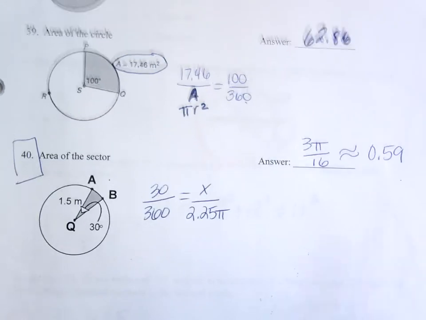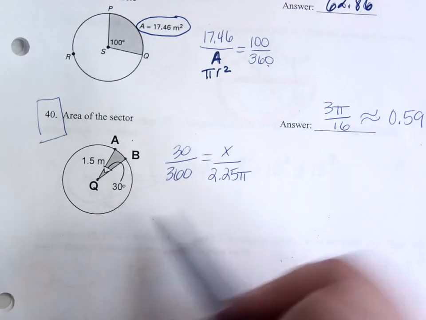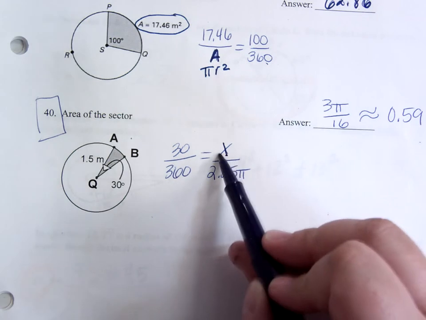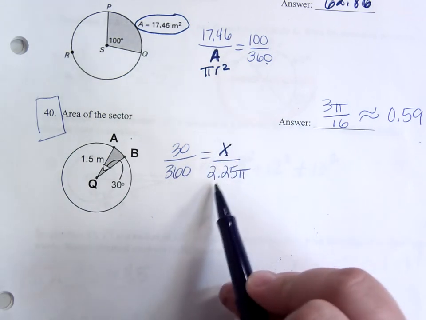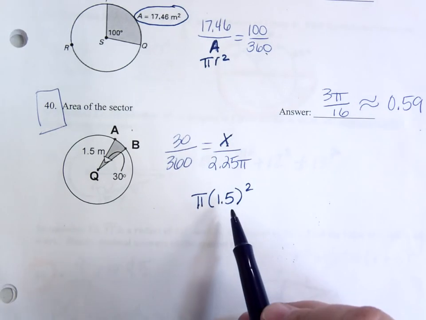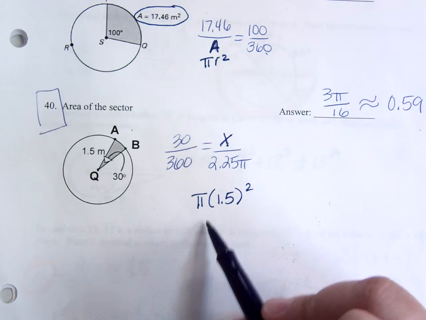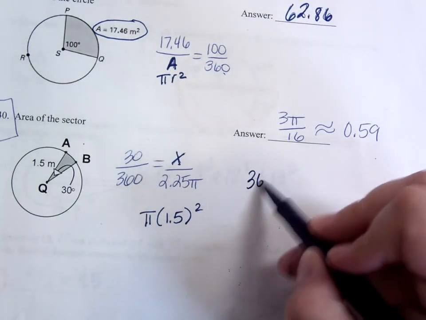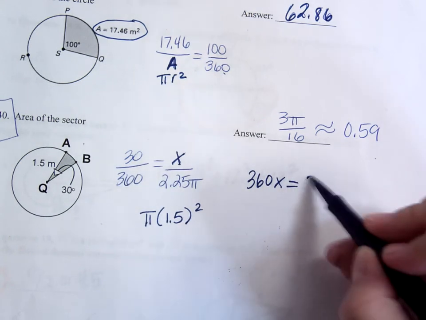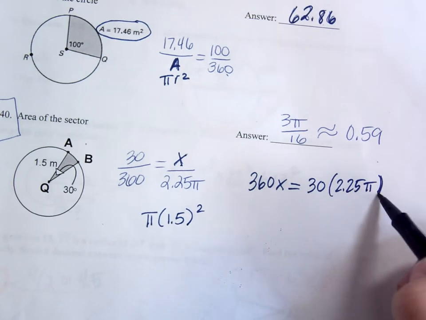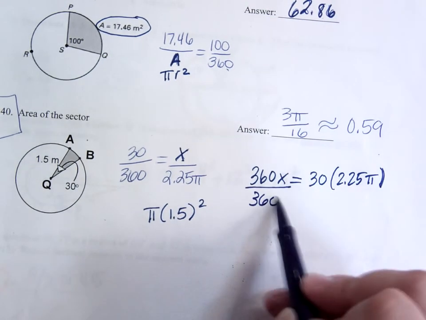Okay, last but not least, area of the sector. So this time I'm going to do 30 out of 360 equals the area of the sector out of the total area of the whole circle, which is pi times 1.5 squared, and 1.5 squared is 2.25. So when I cross multiply, I've got 360x equals 30 times 2.25 pi. And then to get x alone, I have to divide everything by 360.